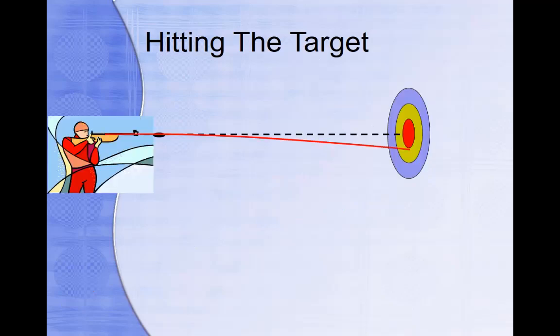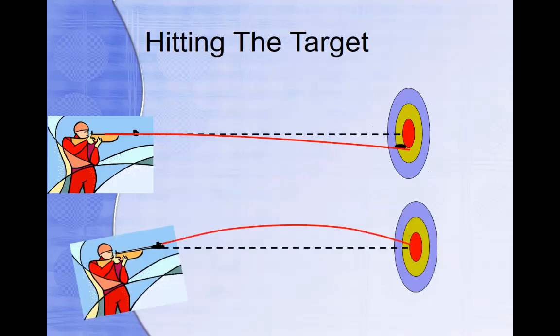Now, if you're doing target shooting, you'll see that those who shoot tend to aim a little bit higher, because if they didn't, they're going to hit low. So you aim a little bit up, and there you go. We can hit right on the bullseye.